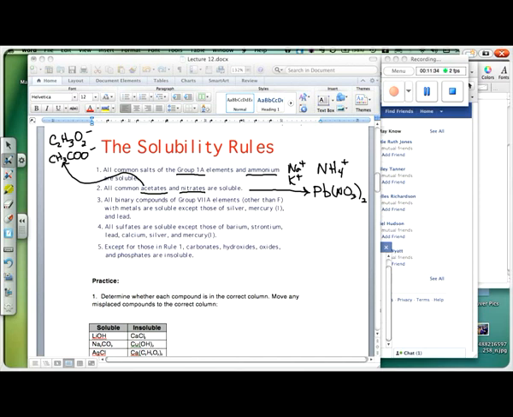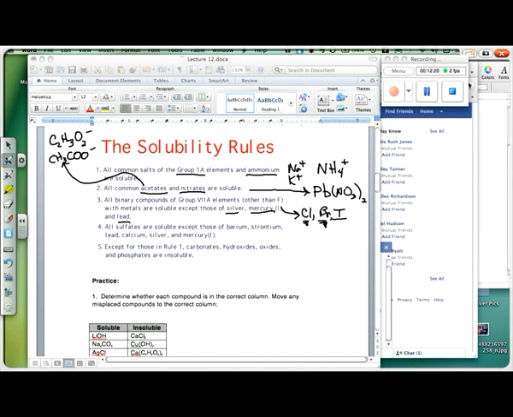All right, all binary compounds of group 7A elements other than fluorine with metals are soluble except those of silver, mercury, and lead. So this means that pretty much anything you put in combination with chlorine, bromine, and iodine, because fluorine is an exception, except for these 3 is going to be soluble. So almost every chloride is soluble except for silver chloride, mercury chloride, and lead. These 3 elements in particular just tend to form very insoluble compounds. Anything in combination with bromine or bromides, except for these 3, are soluble. Same thing for iodine. Okay?